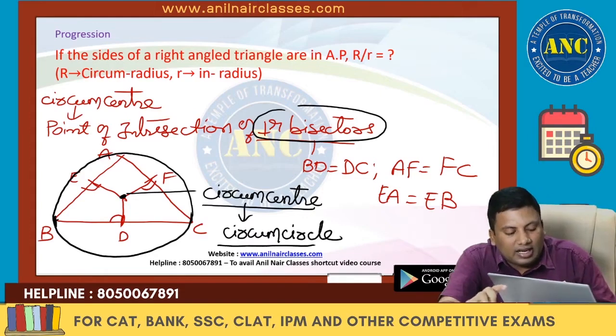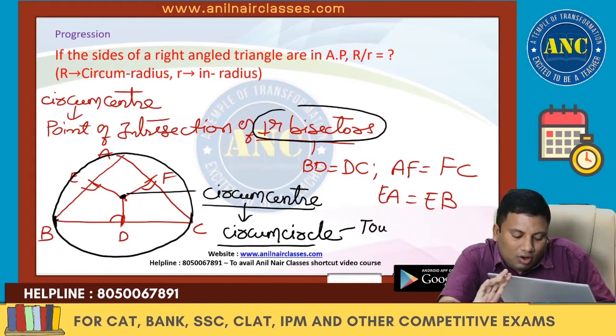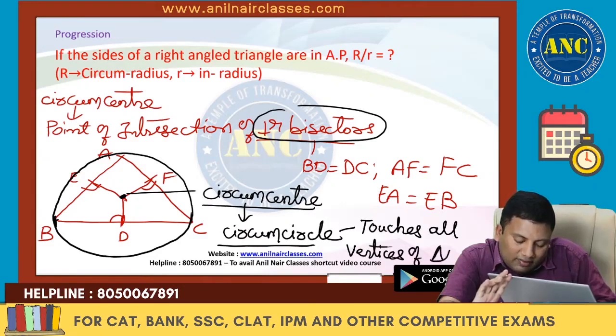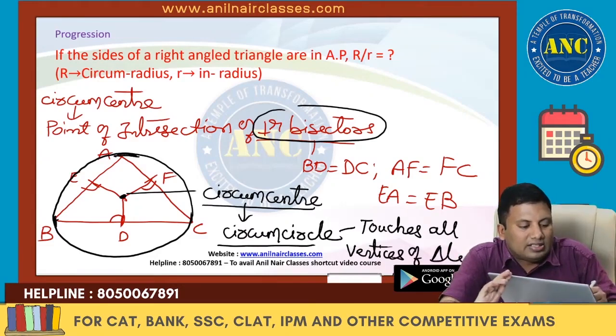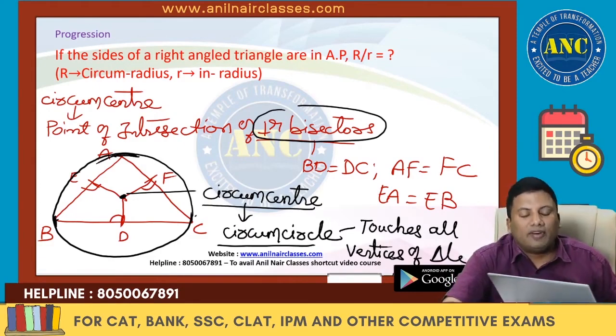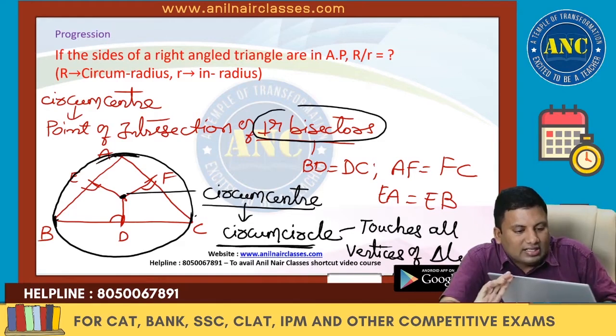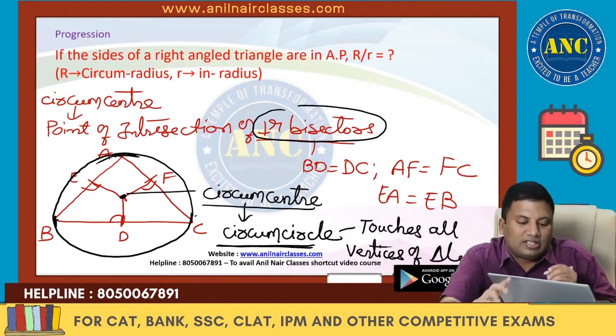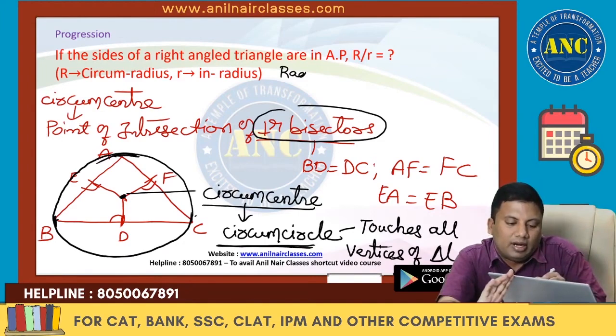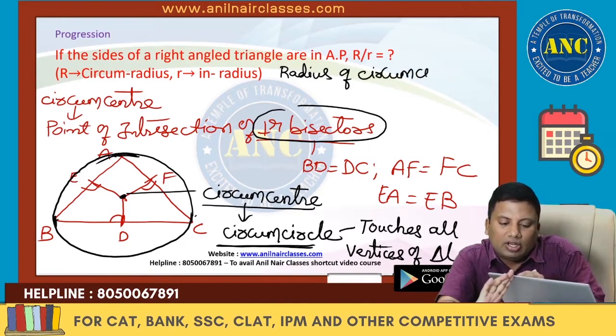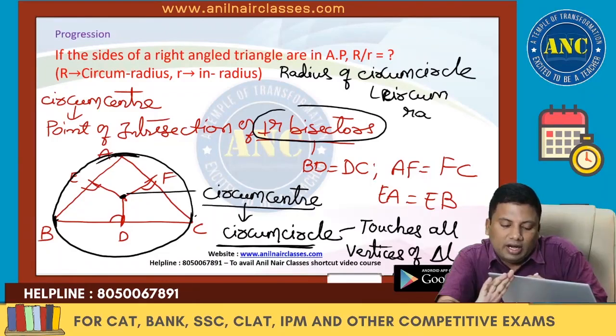A circumcircle is a circle which touches all the vertices of a triangle. Any circle that touches all the vertices of a triangle is called the circumcircle. The radius of the circumcircle is called the circumradius.